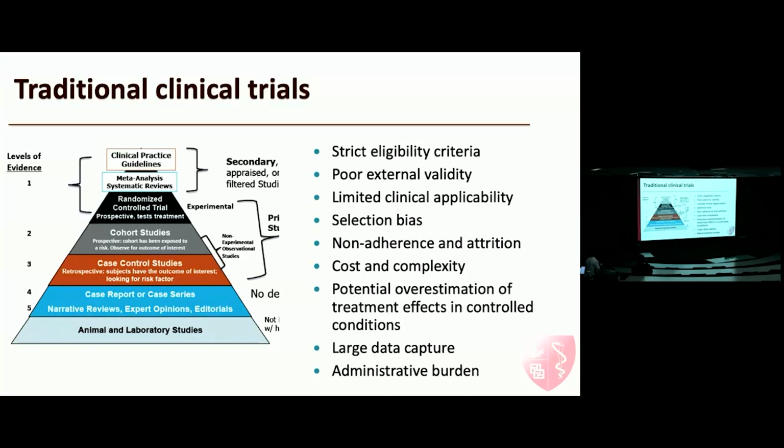And there's also potential overestimation of treatment effects in controlled conditions, and in real-world settings, you may not find that same efficacy. A lot of trials capture a lot of data. The amount of case report forms and administrative burden associated with it makes it really hard for sites to actually afford to be part of these trials. I read in a thoracic trial review that in the primary analysis of trials, they looked at data for over a decade, that only 20% of the data collected actually got published from these trials that were conducted.